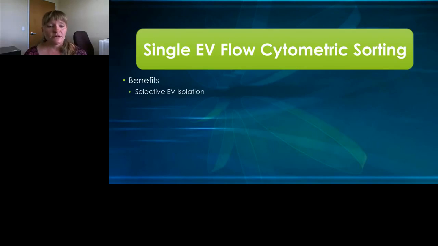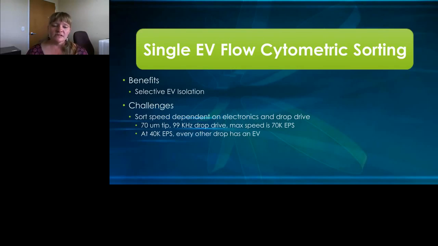To sum up, researchers could use flow cytometric sorting for single EV isolation, but it's not effective for bulk isolation. It is selective for EVs, the purity is high, but the yield will be low. There are challenges to isolate EVs, including the sort speed dependencies on the drop drive frequency. For example, if you run a 70 micron tip at 99 kilohertz drop drive, the maximum speed is about 70,000 events per second, and of that, you have an extracellular vesicle in every other drop.